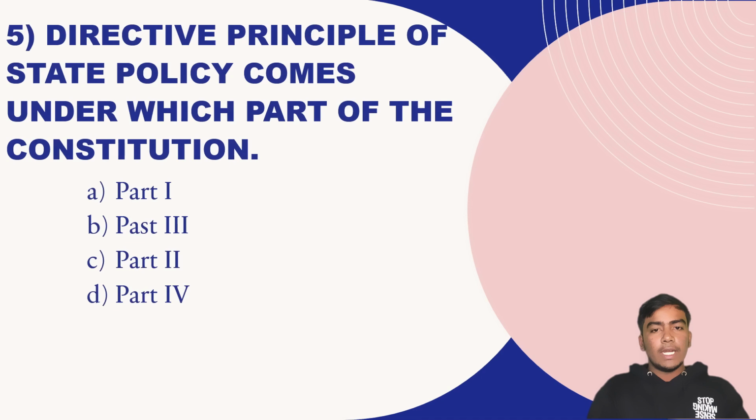The fifth question is: directive principles of state policy come under which part of the Constitution? The options are option A, part 1; option B, part 3; option C, part 2; option D, part 4. So the correct answer is option D, part 4.